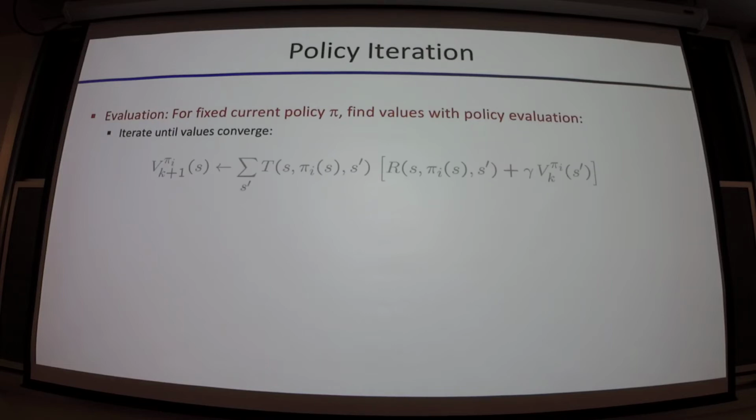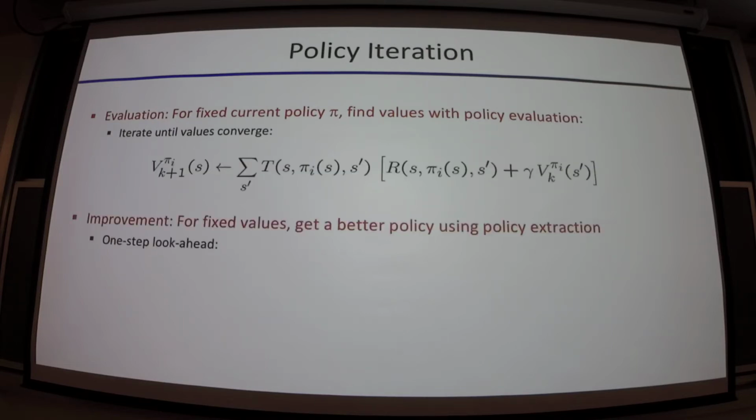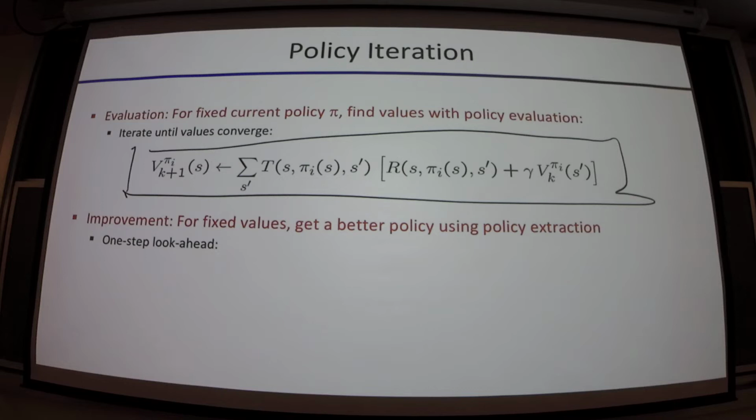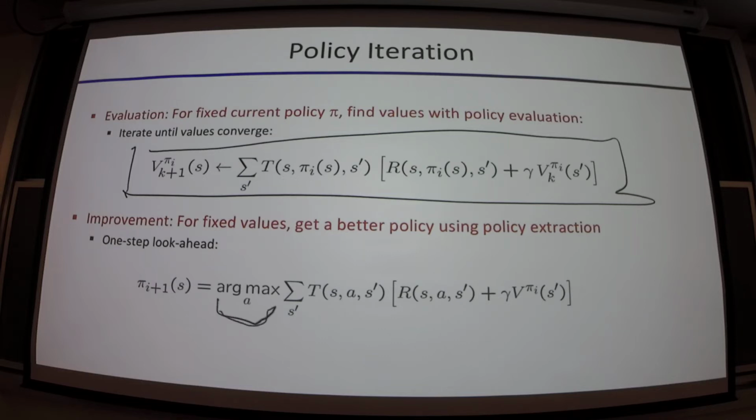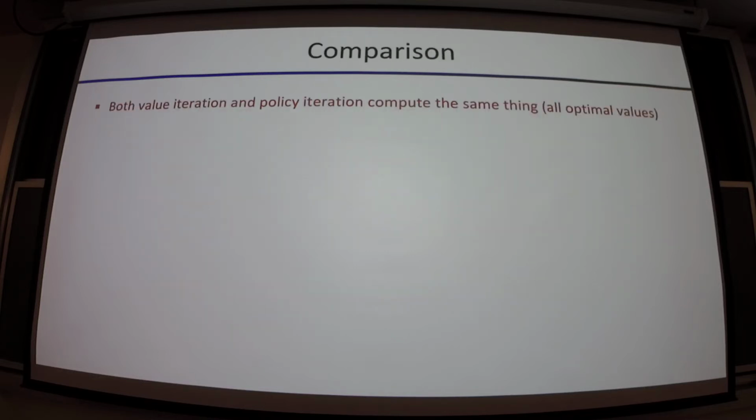So a little more in detail, the idea here is that this is our policy evaluation, right? We iterate it until it converges. Then we do a one-step look ahead here, where we update our policy using this argmax operator we described last time in order to improve the policy based on the calculations we did up here, right? Cool. Okay, so both value iteration and policy iteration compute the same thing, right? We're computing V stars for all the states.